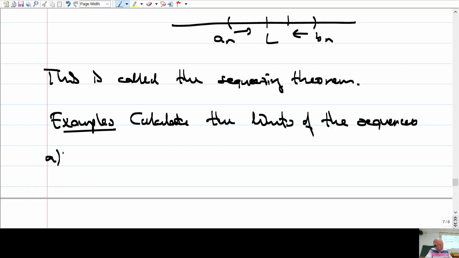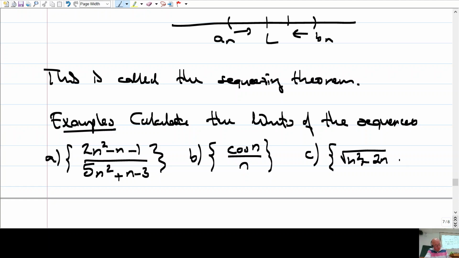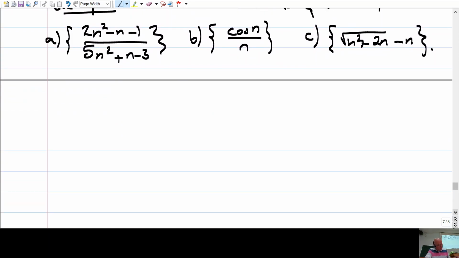A is (2n squared minus n minus 1) over (5n squared plus n minus 3). B is cosine n divided by n, and C is square root of n squared plus 2n minus n. Alright, solution.